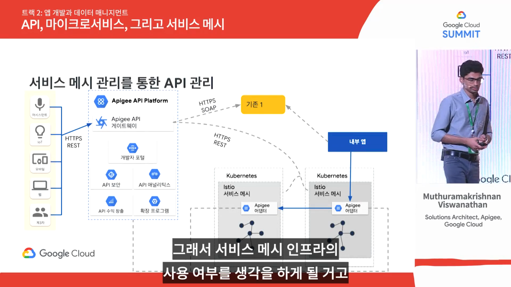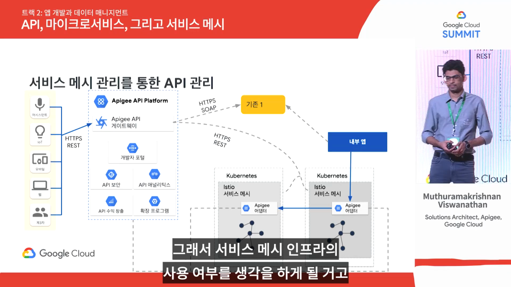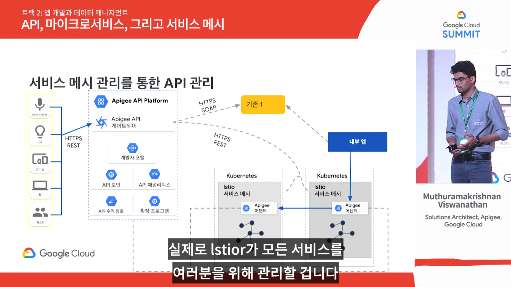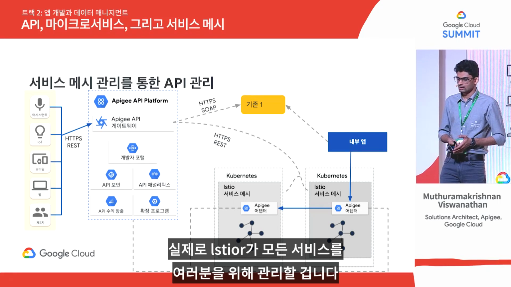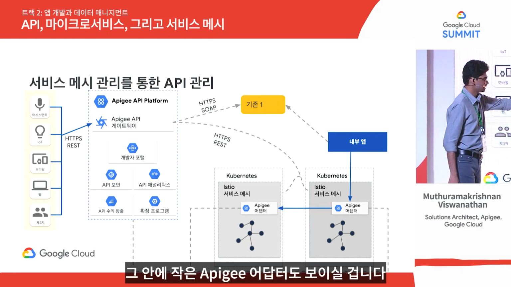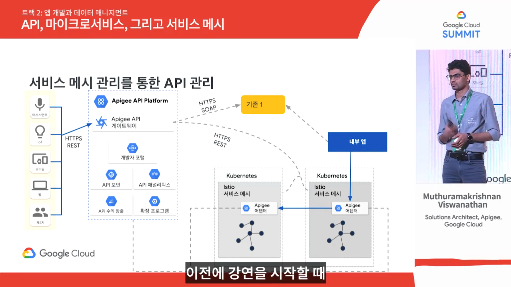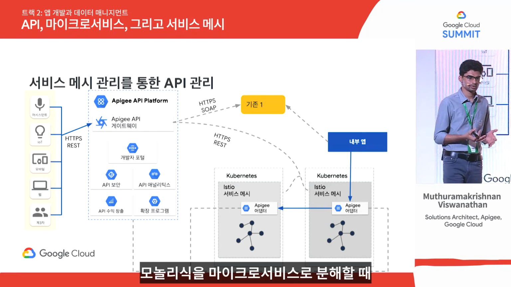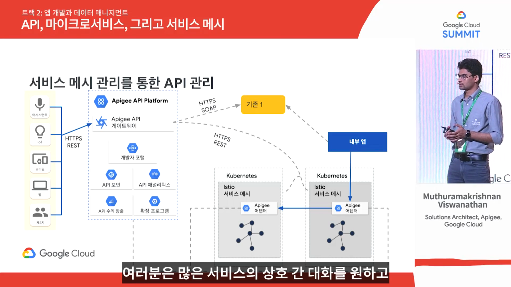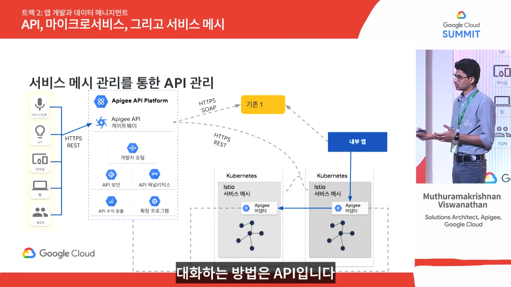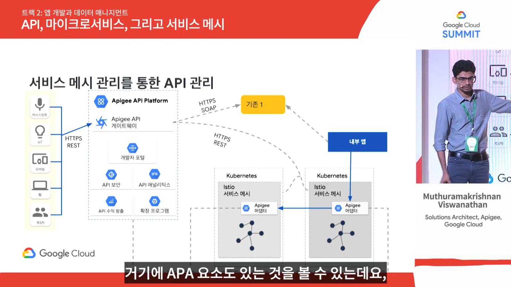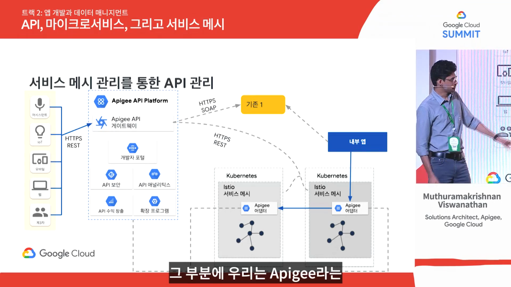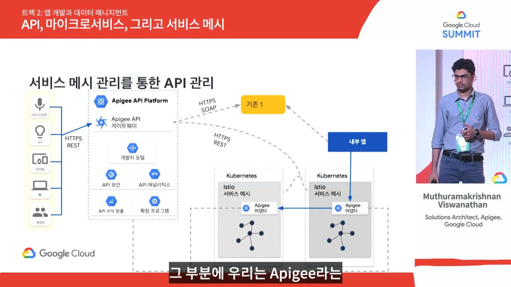So that's when we'll think about using a service mesh infrastructure. In this case, let's say you think about using Istio, which is a service mesh. You can have Istio manage all these microservices for you. And you can also see a small Apigee adapter in there. One of the points that we spoke about earlier in the starting of the session is that when you break down all these monoliths into microservices, you're going to end up with a lot of services talking to each other, and how they talk to each other is through APIs. So you can see that part of the communication is through APIs, right? Between these microservices. That's where we add a small adapter, which is the Apigee adapter.